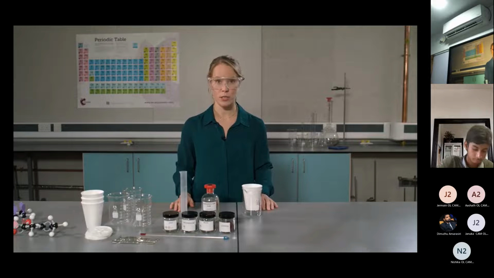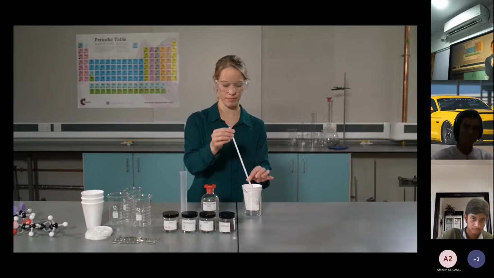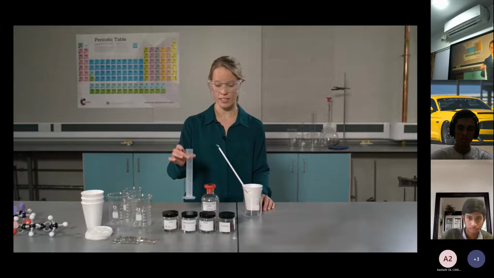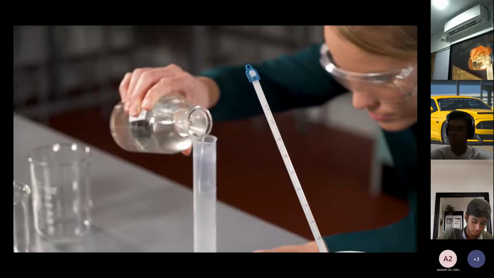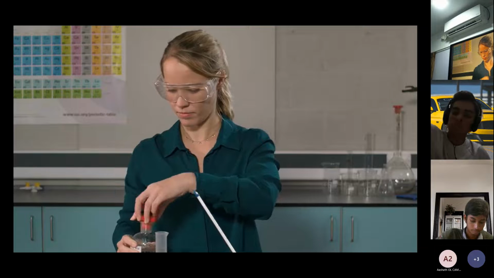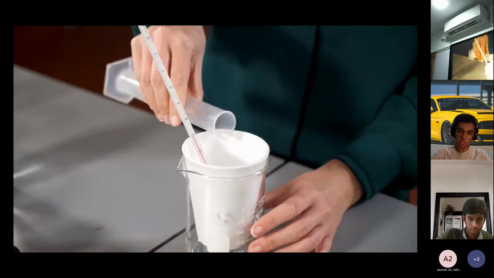During the reaction, the temperature will rise, and I will record this on the thermometer. The first method I'm going to use is zinc powder. I'm going to start by measuring out 20 centimeters cubed of hydrochloric acid into the measuring cylinder, which I will now pour into the insulated cup.